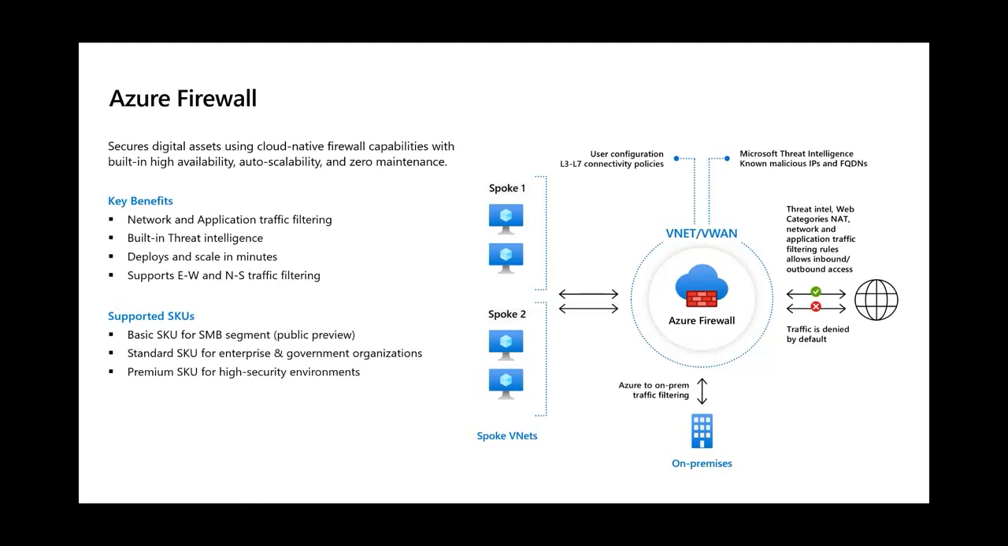The Azure Firewall today is offered in 3 different SKUs. Actually, the first one is the basic SKU, which is not public preview anymore. It went GA recently. The next one is the standard SKU, which is intended for enterprise and government organizations, and then the premium SKU that offers some premium features like, for example, TLS inspection, IDPS, and URL filtering. And it also offers higher throughput and bandwidth support.